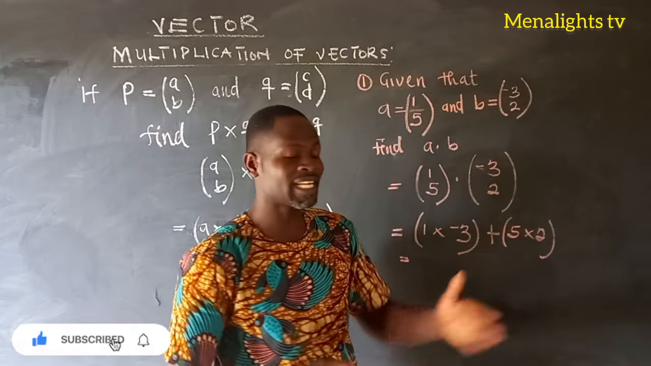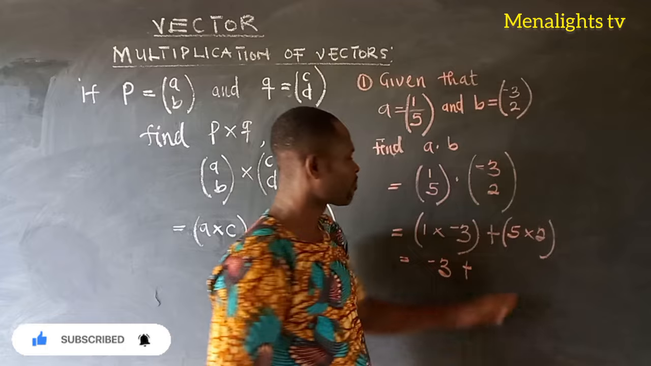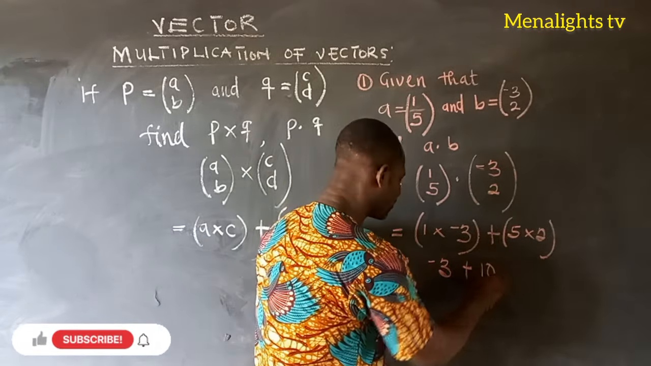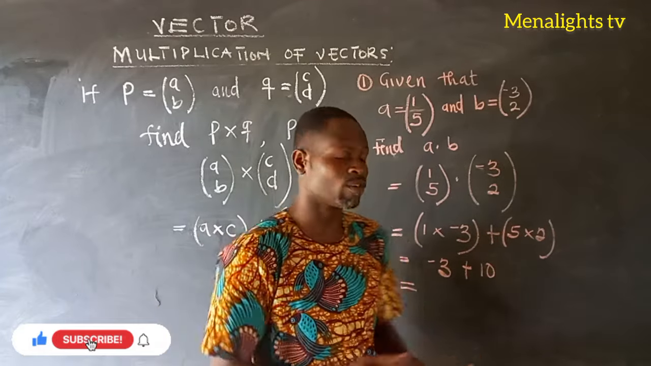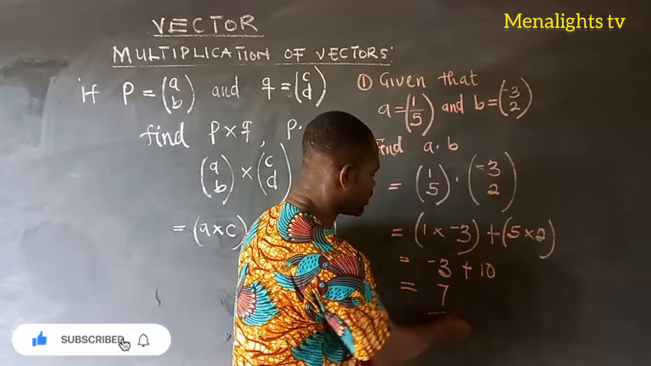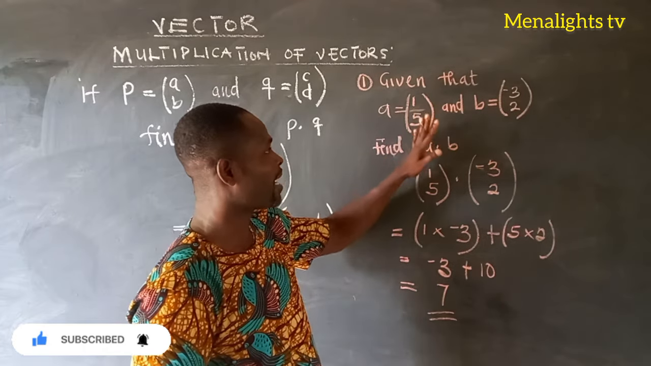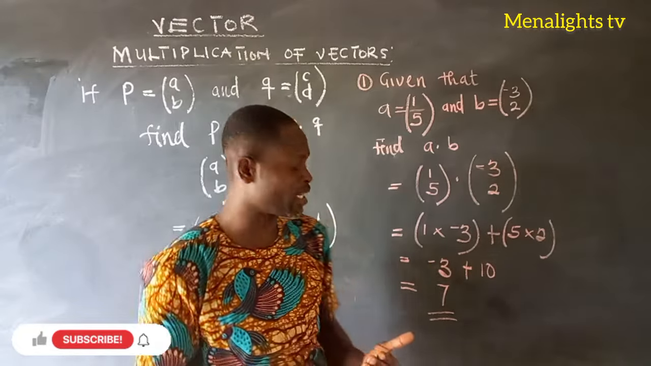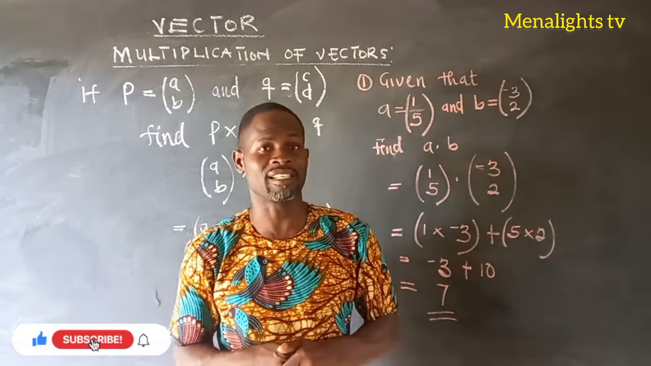So 1 times the negative 3 will give us negative 3, plus 5 times 2, and 5 times 2 gives us 10. So negative 3 plus 10 is equal to 7, which is positive. So the vector A, which is (1, 5), and B, (-3, 2), when you multiply the two, the answer that you get is 7. Let's look at another example.